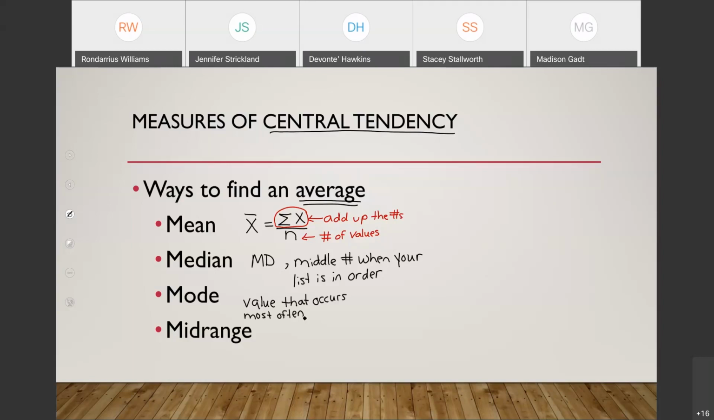And then the last one, mid-range, for an abbreviation, we do MR. This one is like doing kind of an average between your highest and your lowest value. So for your mid-range, you're going to take your highest value and add it to your lowest value, and then you're going to divide by 2.